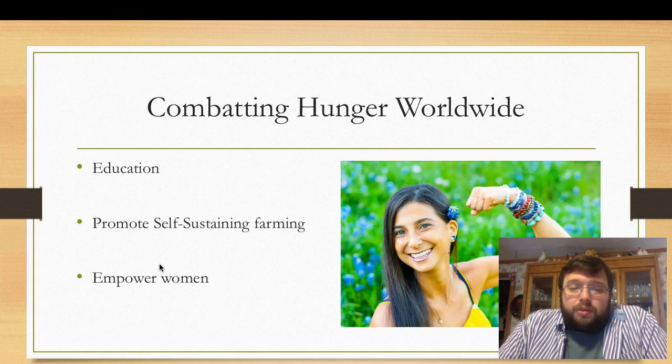The other thing is to promote self-sustaining farming. The idea that if more people are able to produce at least some of their own food in a small home garden or something like that, they will be less likely to be food insecure because they will have a supply of food that they are producing.